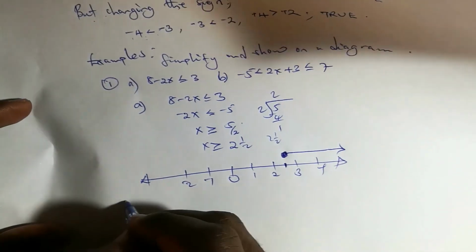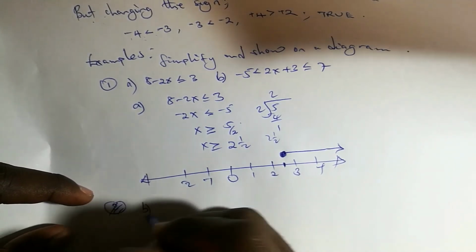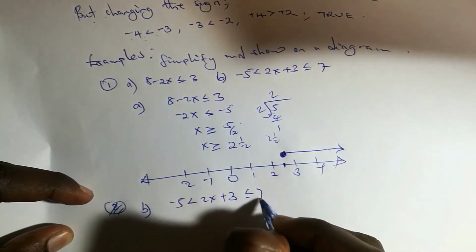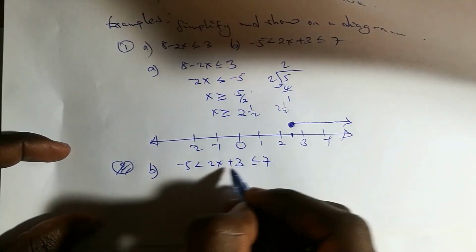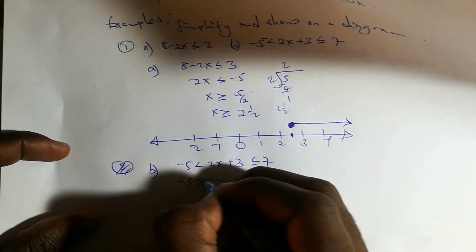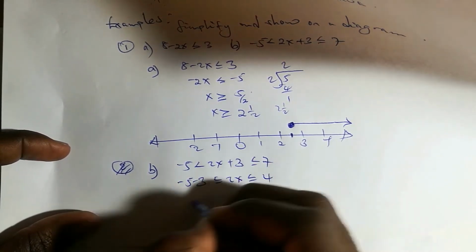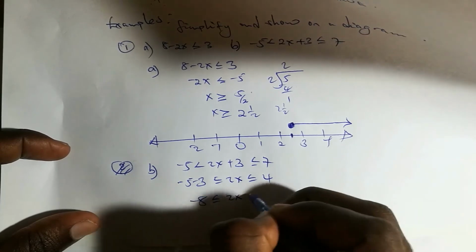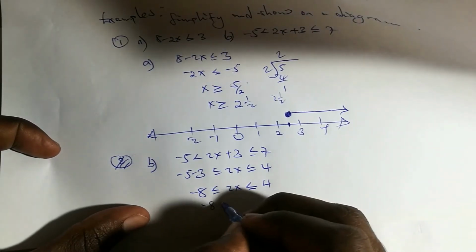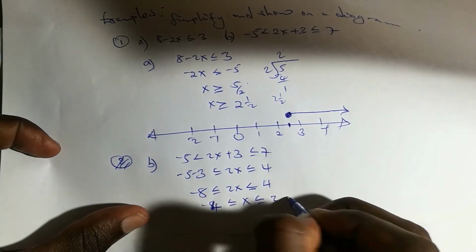The second example, that is B. We're going to have -5 less than 2x plus 3 less or equal to 7. Here we now subtract 3 on both sides to remove it from the x, so that we have -5 minus 3 less or equal to 2x less or equal to 7 minus 3. Here we have -8 less or equal to 2x less or equal to 4. Divide throughout by 2, we have -4 less or equal to x less or equal to 2.